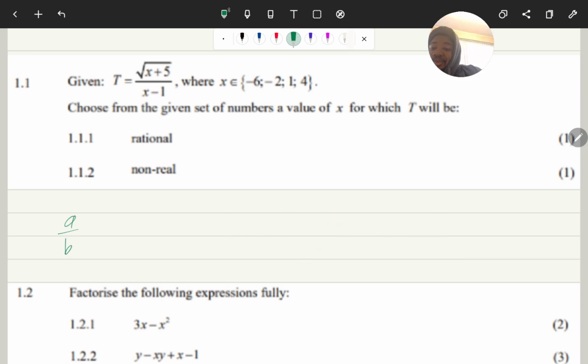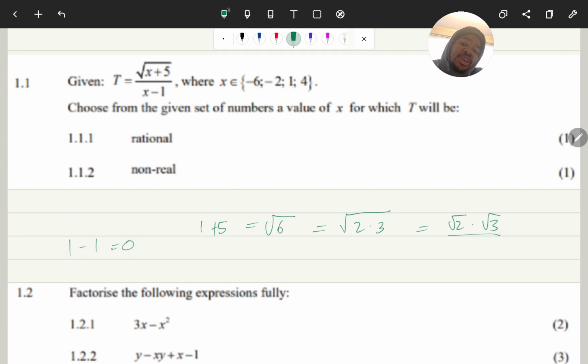What about 1? You have 1 plus 5, which is 6, and then the square root of 6 doesn't work for us either. The square root of 6 is the square root of 2 times 3, which is the square root of 2 times the square root of 3. Both of these are irrational. It doesn't even work, because for your denominator, you have 1 minus 1, which is 0. The denominator cannot be 0. So all of these numbers don't work.